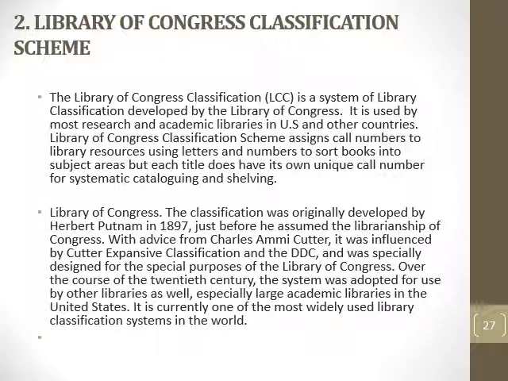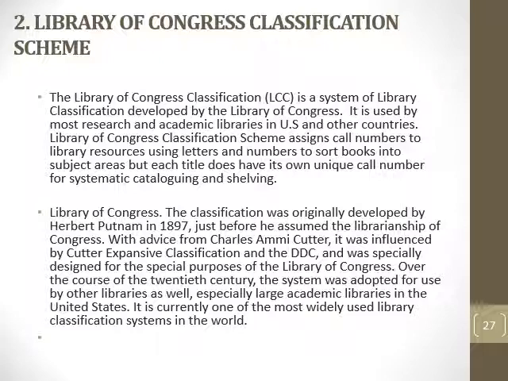call numbers to library resources using letters and numbers to sort books into subject areas. Each title has its own unique call number for systematic cataloging and shelving. The Library of Congress classification scheme was originally developed by Herbert Putnam in 1897, just before he assumed the librarianship of the Congress, with the advice from Charles Ammi Cutter. It was influenced by Cutter's Expansive Classification scheme, which is a specific classification, and also the DDC, the Dewey Decimal Classification scheme, and was specially designed for the special purpose of the Library of Congress.